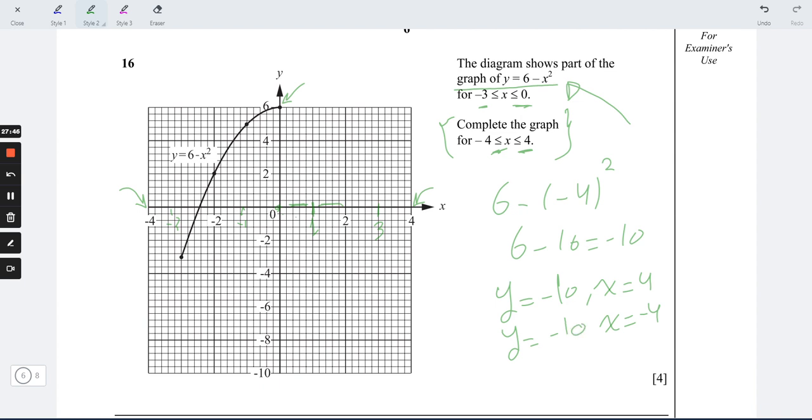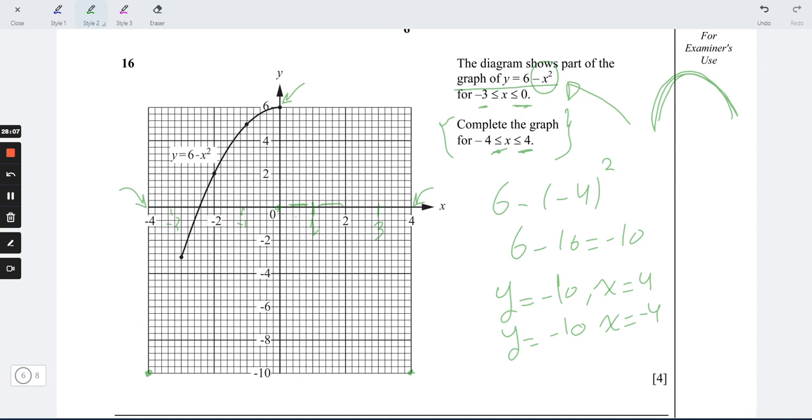The reason for this is that the coefficient of x squared is negative 1. That means it will be concave down. In general, it will be concave down like this. So now for 4 we have minus 10, and for minus 4 we also have minus 10 here.